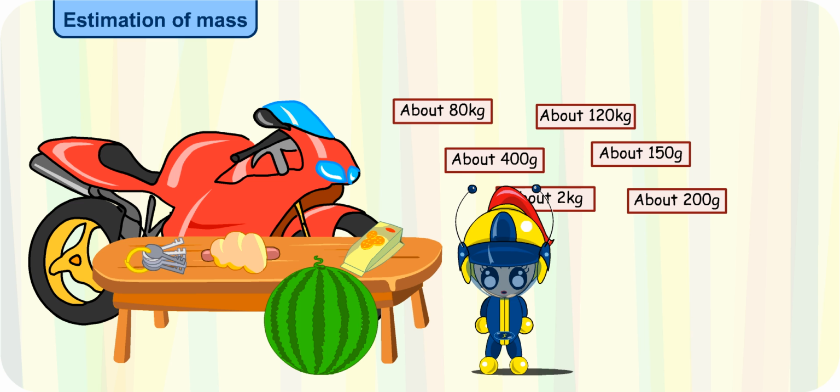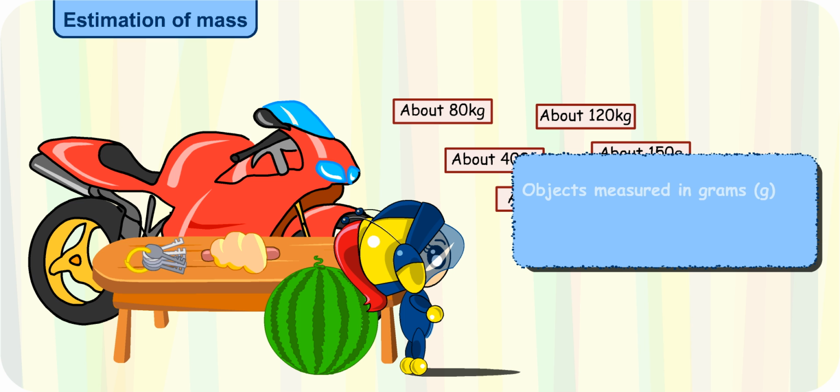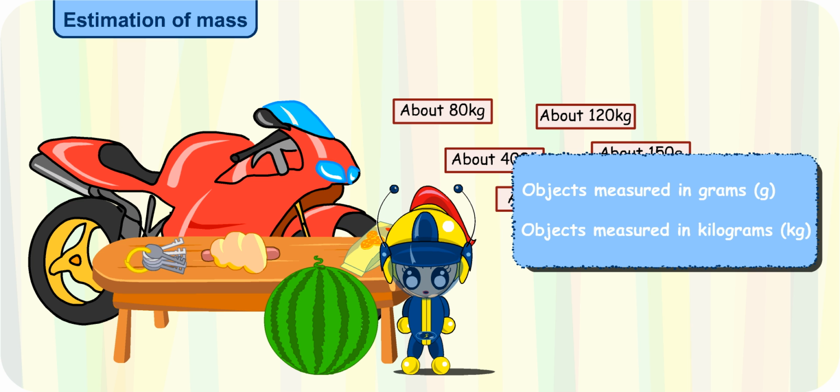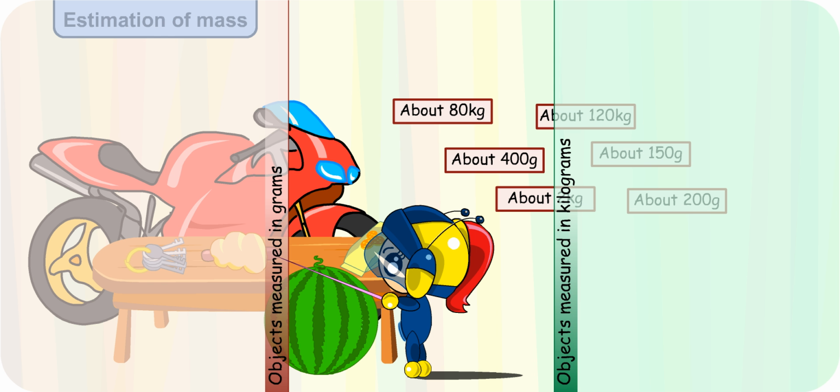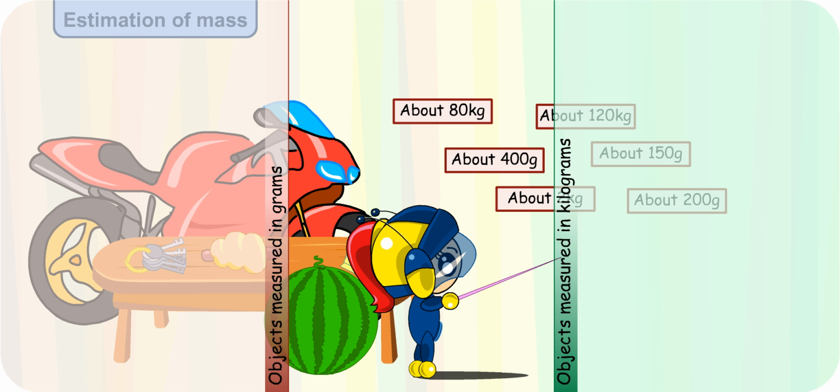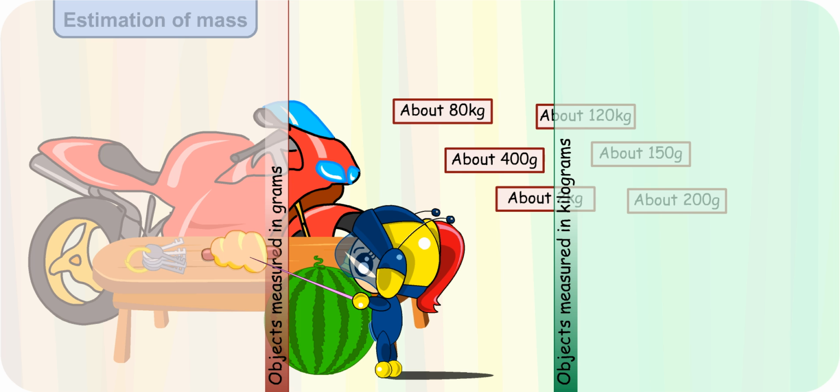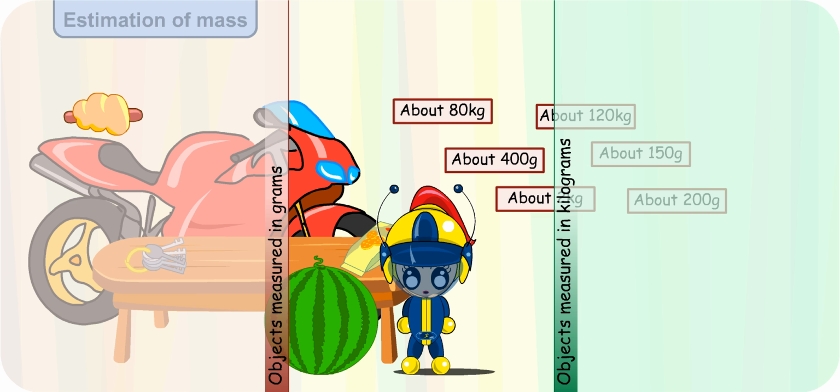I know that some of these objects we should measure in grams and some in kilograms. I think I will start by grouping them according to the unit that we will measure them in. So, there should be two headings: objects measured in grams and objects measured in kilograms. I will group the sausage roll under objects measured in grams. Can you help me group the rest of the objects?